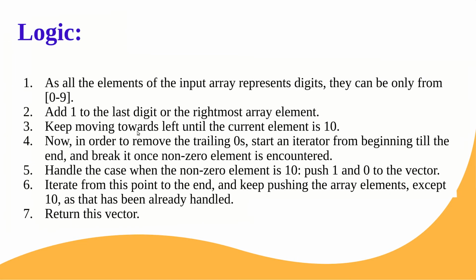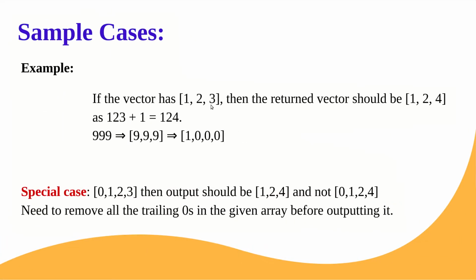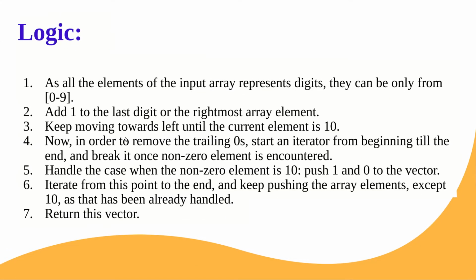So keep moving towards the left until the current element is 10. Why so? Because when we get 10, there is a need to keep propagating the carry onto the left. If the element is not 10, as in the 123 example, if we add 1, it becomes 4, so there is no need to propagate the carry, and we can output it as it is, 124. But when it becomes 10, then we need to keep propagating the carry, and that's why we need to keep moving towards the left until the current element is 10.